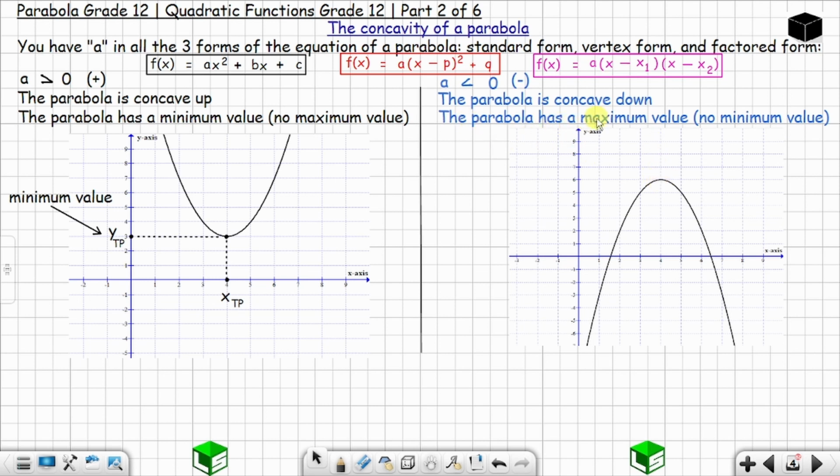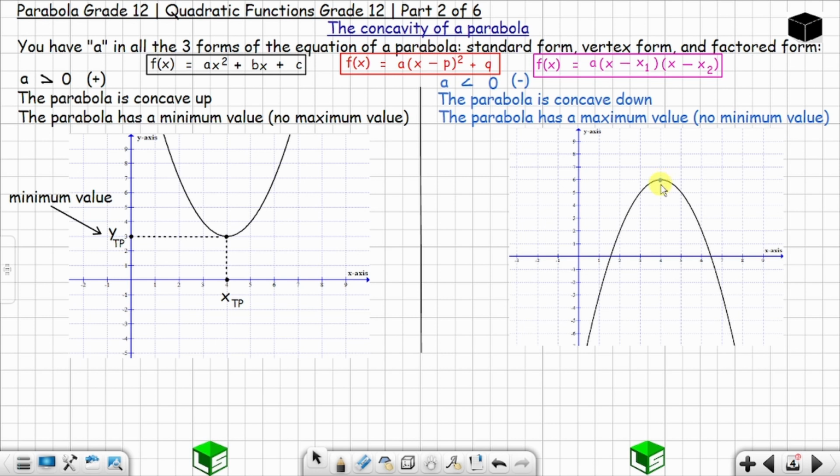So the parabola has got a maximum value and it has no minimum value. There is no minimum value because the parabola still continues to infinity. So you don't have a minimum value. You only have the maximum value, because this is the maximum point, or the highest point, of this parabola.